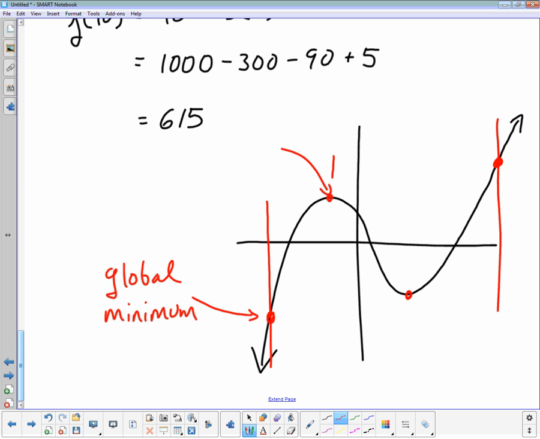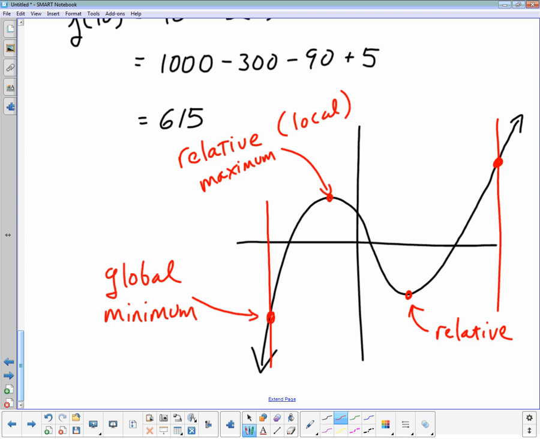Can you show us an example? Yes, I will. Next, we call it relative or local. Relative or local, yeah.